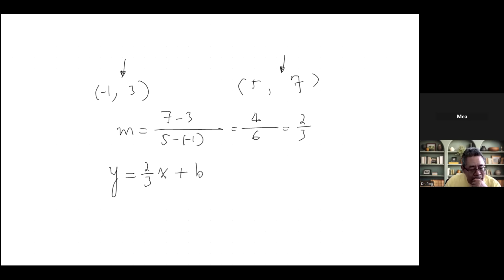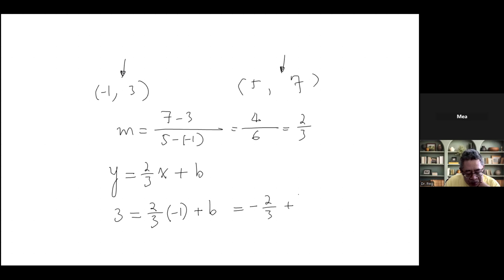It really doesn't matter which one you use. I normally go with the simpler one, like (-1, 3), since it's smaller than (5, 7). If I use that, then y will be 3, the slope is 2/3, and x is -1, plus b. So what we got here is -2/3 plus b.